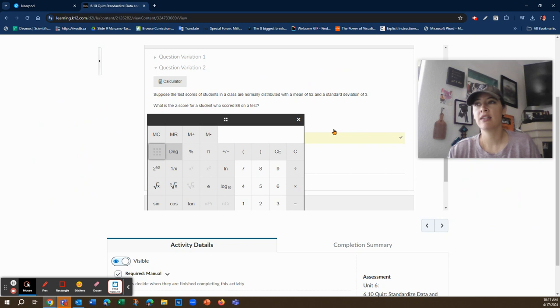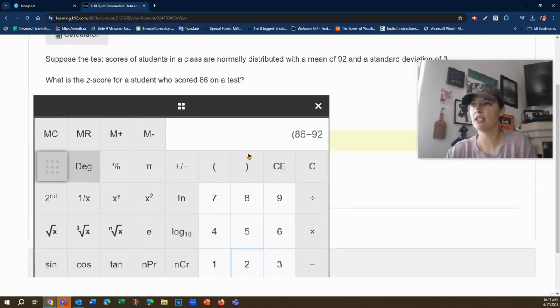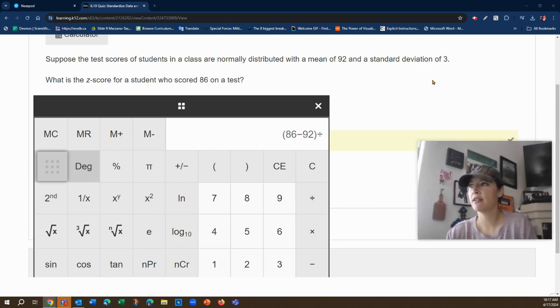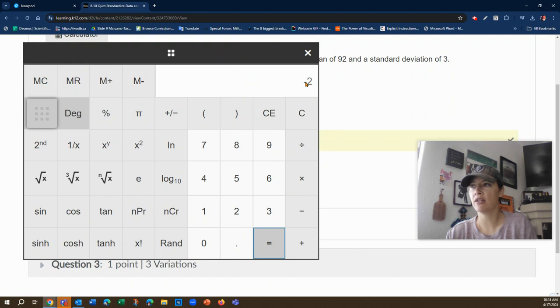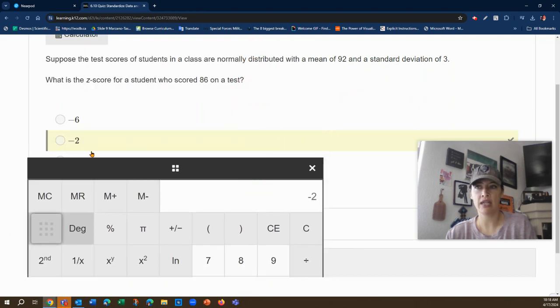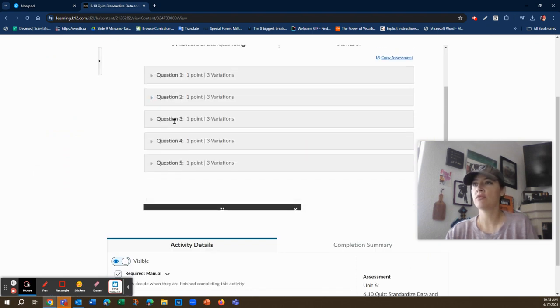But the math, again, is z equals x, so our raw data point, which is 86, minus the mean, which is 92. I can zoom in. There's the mean 92, divided by the standard deviation 3. We click equals, -2. So it's 2 standard deviations below the average score on that test. Okay, that's question 2. Question 3.